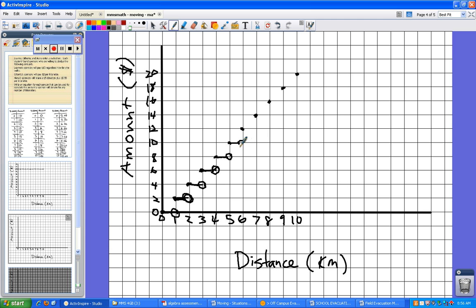And then it stays level because Gilberto doesn't earn any more. So that is what the graph should look like for Gilberto. Okay, now that you know this, graph Alana's.